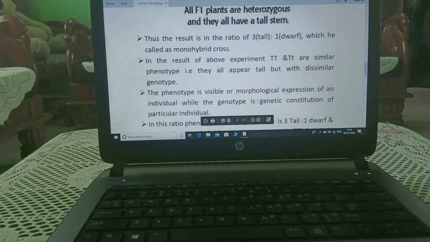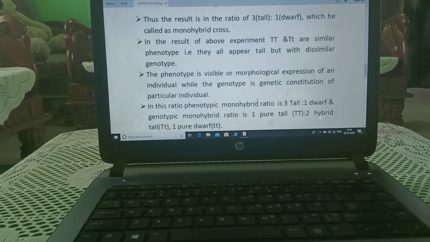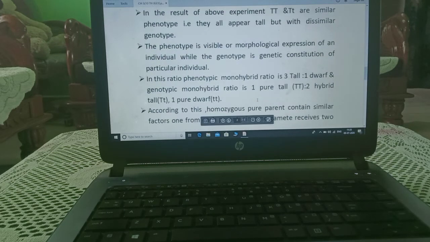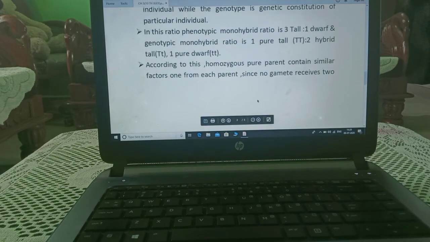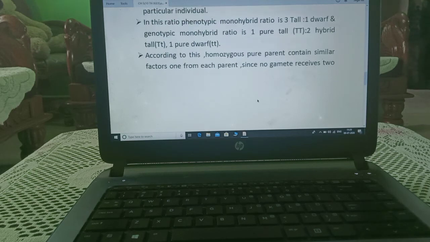Thus the result is in the ratio of 3:1, which is known as the monohybrid ratio. In the result of this experiment, capital T capital T and capital T small t have similar phenotype, means they all appear tall, but dissimilar genotype. The phenotype is the visible morphological expression of an individual, while the genotype is present in the particular individual only. As I told you, the monohybrid phenotypic ratio is 3:1 and the genotypic ratio is 1:2:1.